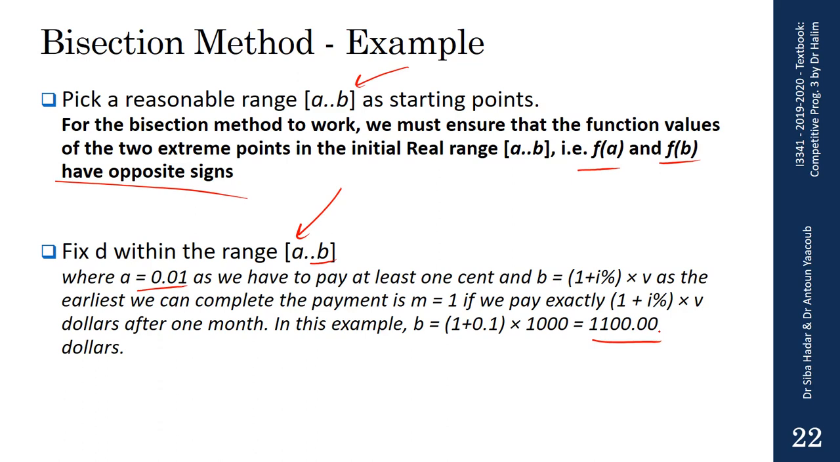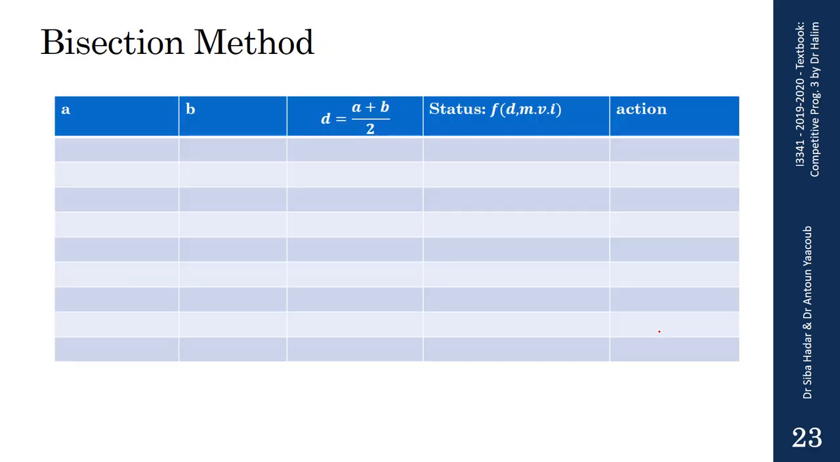Of course I will not pay 1 cent, and of course I will not pay all the loan after 1 month. So how does the bisection method work? We'll start with a equal to 0.01 and b equal to 1,100. Then I will take the average, which is equal to 550.005, and then I will calculate the function.